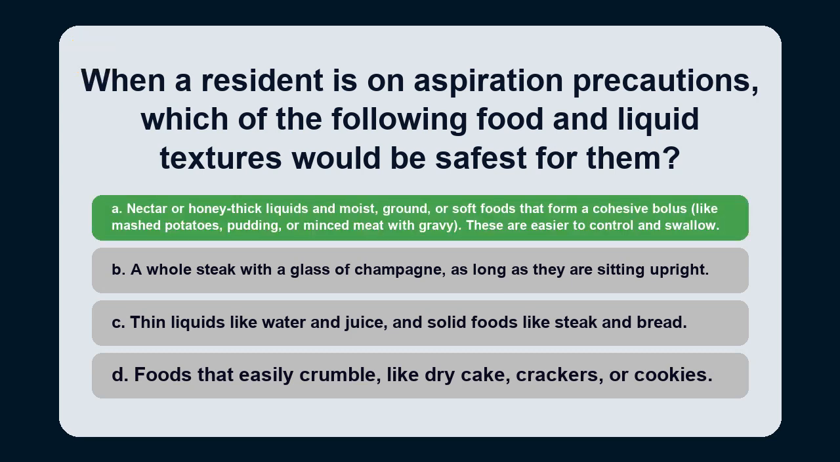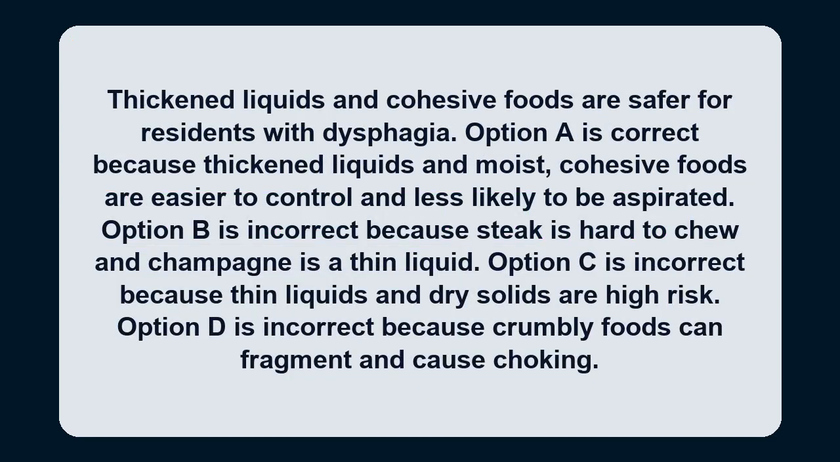The answer is A. Thickened liquids and cohesive foods are safer for residents with dysphagia. Option A is correct because thickened liquids and moist, cohesive foods are easier to control and less likely to be aspirated. Option B is incorrect because steak is hard to chew and champagne is a thin liquid. Option C is incorrect because thin liquids and dry solids are high risk. Option D is incorrect because crumbly foods can fragment and cause choking.